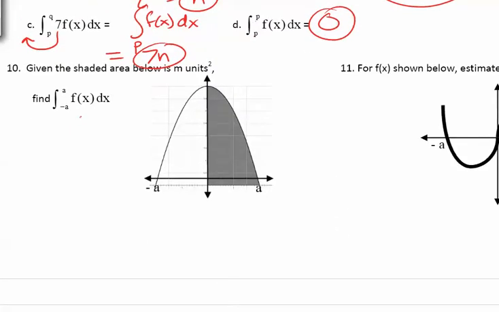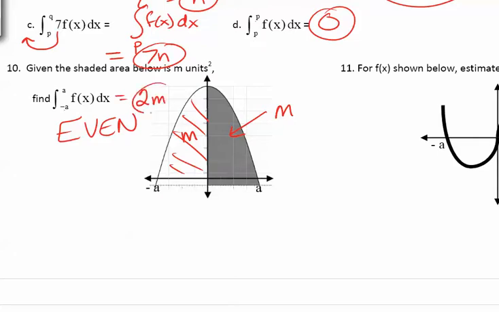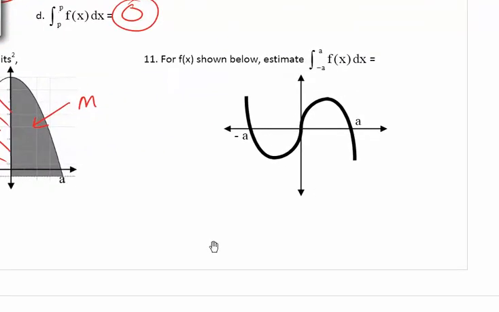Here we have an even function, symmetry to the y-axis. So if we are told that the shaded area is m square units, then this other side would also be m square units. So we can double the area to get 2m if we're going from negative a to positive a. 11 is an odd function, symmetry to the origin.